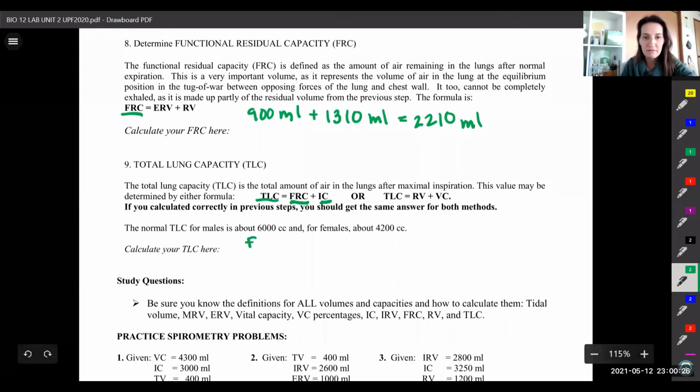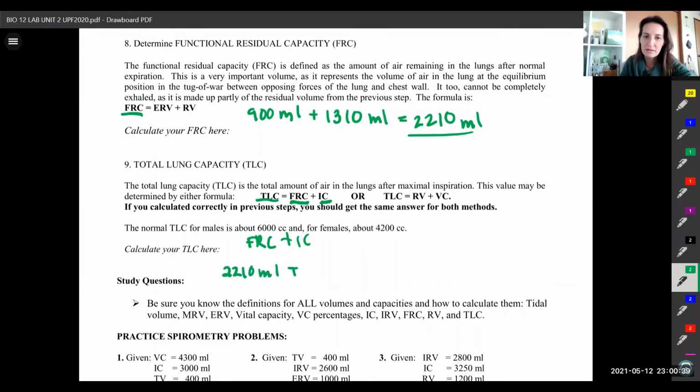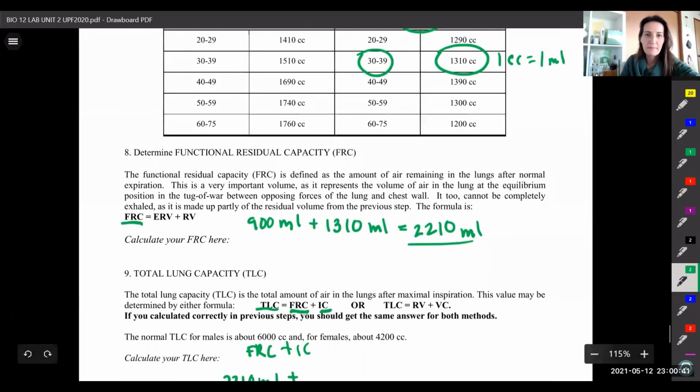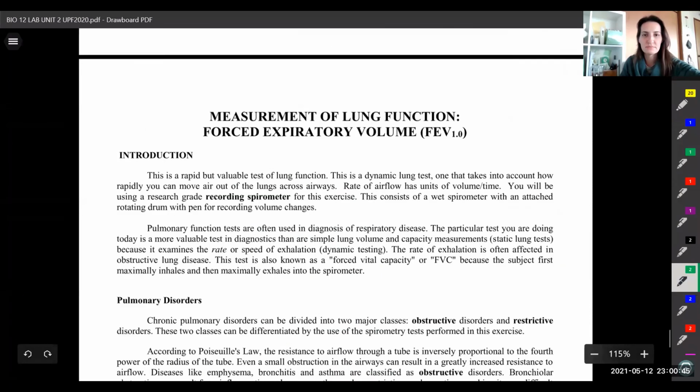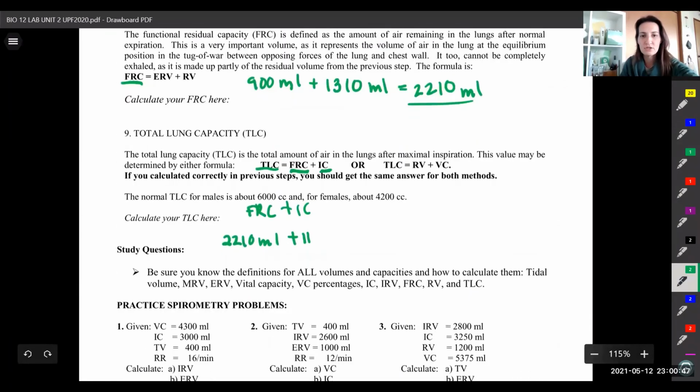I'm going to start with FRC plus the IC. And for me, the FRC from above, this number here, 2210 milliliters, I add that to the IC that I calculated earlier. My IC was 1100 milliliters. That gives me 3310 milliliters for a total lung capacity.